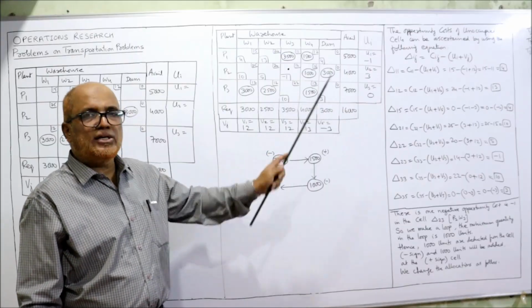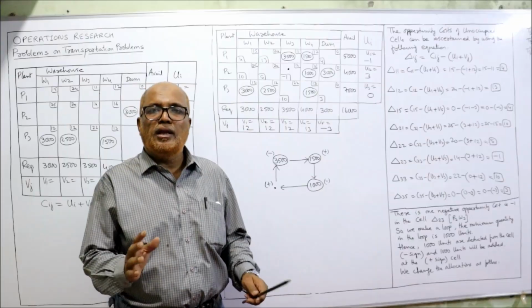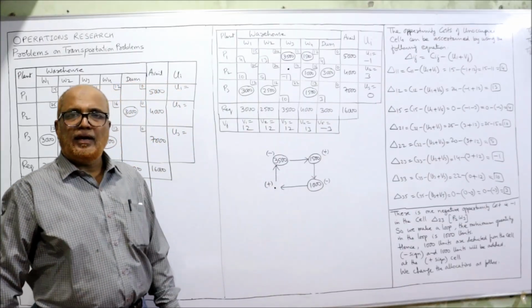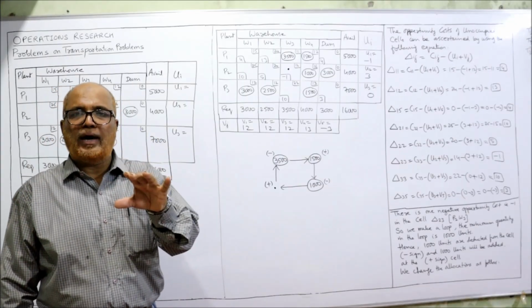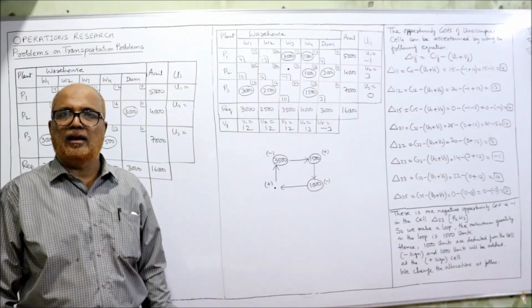So this solution is not an optimum solution. How to find out the optimum solution? Now we have to make a loop. A loop is like a rectangle or a square where every turning must have a 90 degree angle.